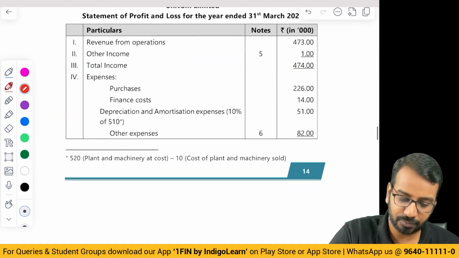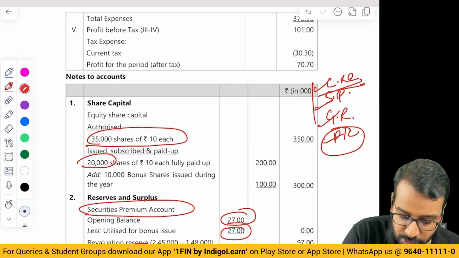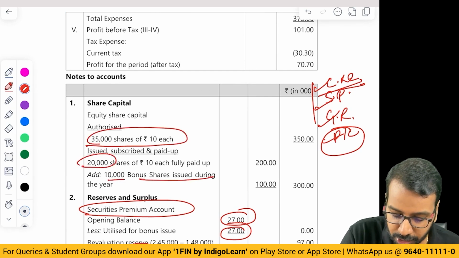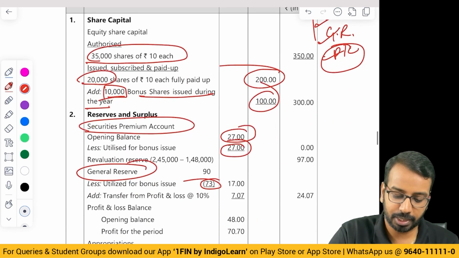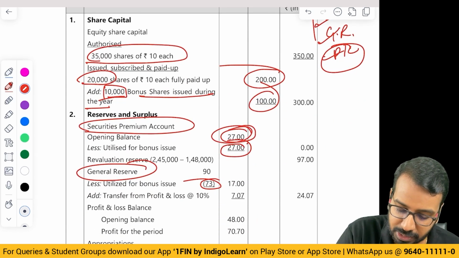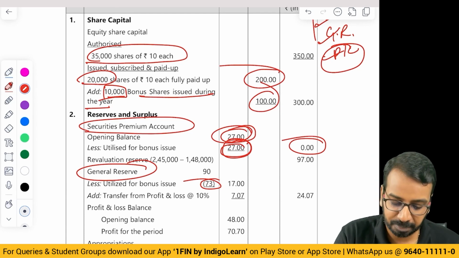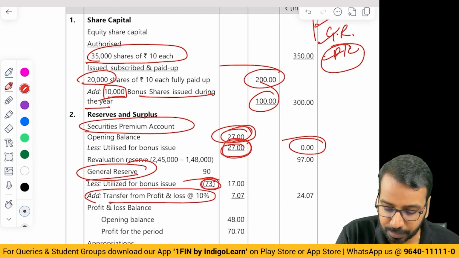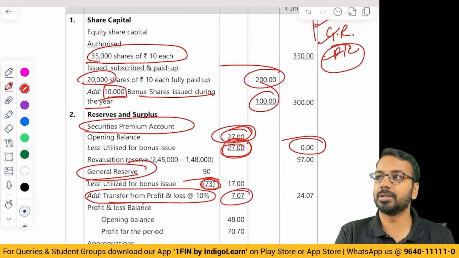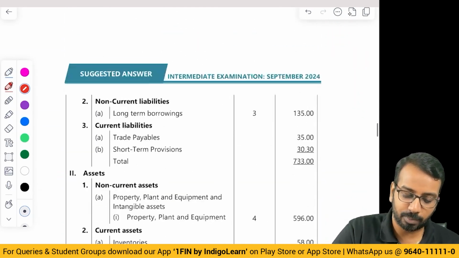So share capital, if you see, you have 35,000, 20,000 is already there, 10,000 bonus shares issued during the year. So this has been done. Securities premium opening balance was 27, utilized for bonus issue 27, closing balance is 0. General reserve utilized 73, transferred from P&L 10%, 7.07. This cannot be completed till the time you complete P&L.